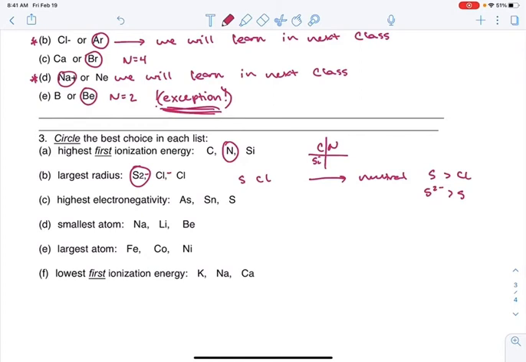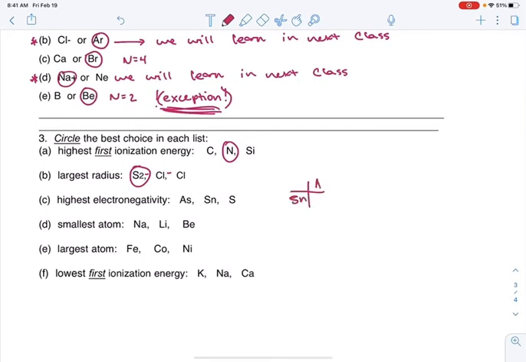Highest electronegativity. So we have sulfur, tin, and arsenic. Let's see, where's tin at? Okay, so that's nice. They're in a fun little diagonal. Let's erase this stuff. So we have, let's see, tin, arsenic, sulfur. That's going to be my little picture there. They're in a diagonal on the periodic table. So highest electronegativity, furthest to the right, furthest up. That one's straightforward. It's sulfur.